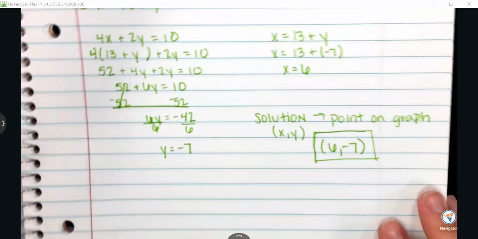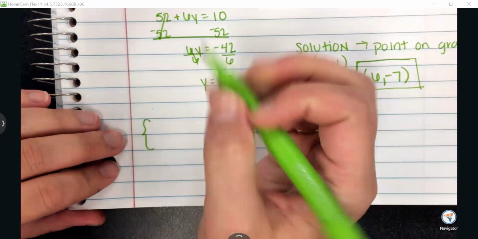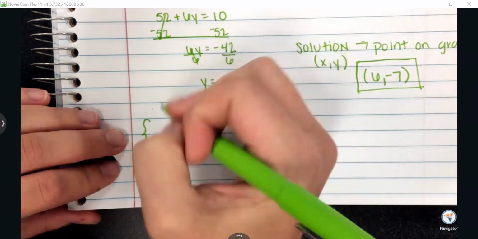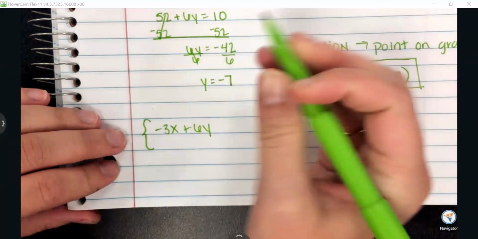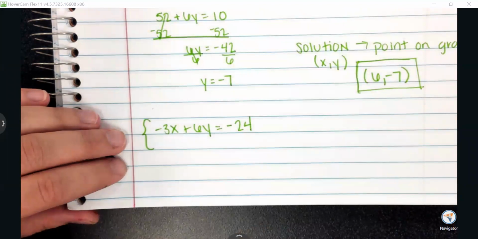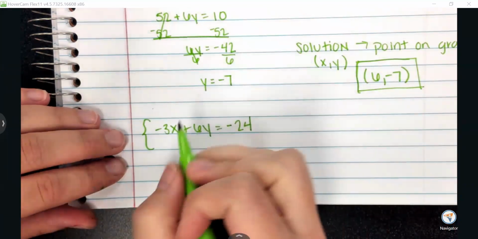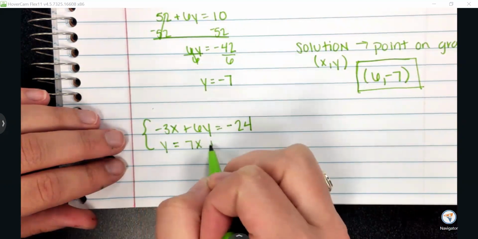Okay. All right, here's the one I want you to try by yourself. Negative 3x plus 6y equals negative 24. And y equals 7x plus 22.